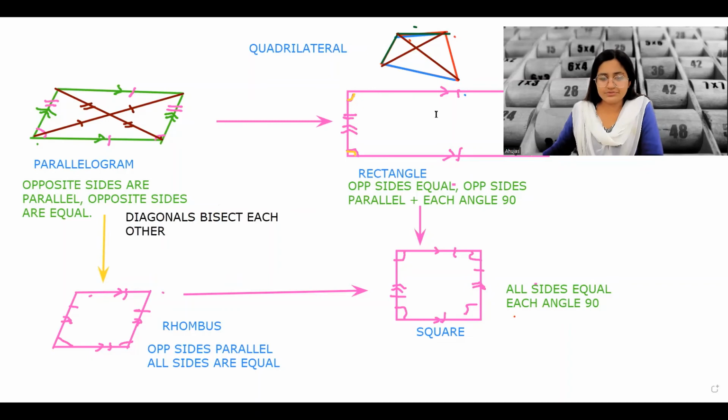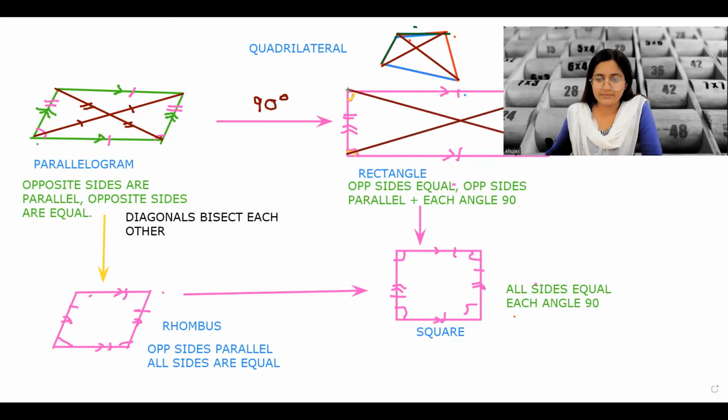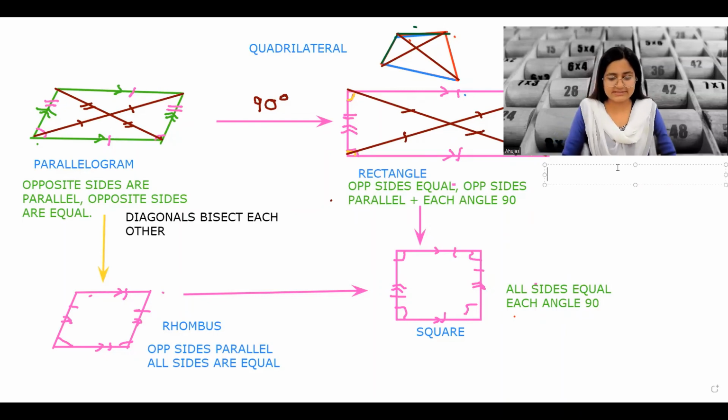Now, coming from parallelogram to rectangle, what we have done is made the angles equal to 90 degrees. Now, let's see what happens to the diagonals. When we made the angles 90 degrees, what happens to the diagonals here? Okay, let's see. I made these two diagonals. Obviously, they will bisect each other, definitely, because a rectangle is also a parallelogram. That means diagonals will bisect each other. Okay, so we can say diagonals bisect each other.